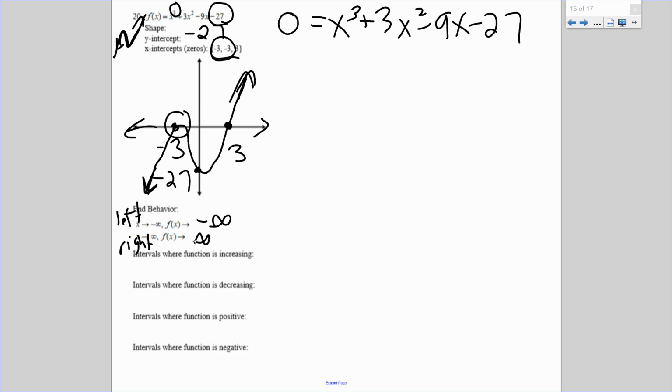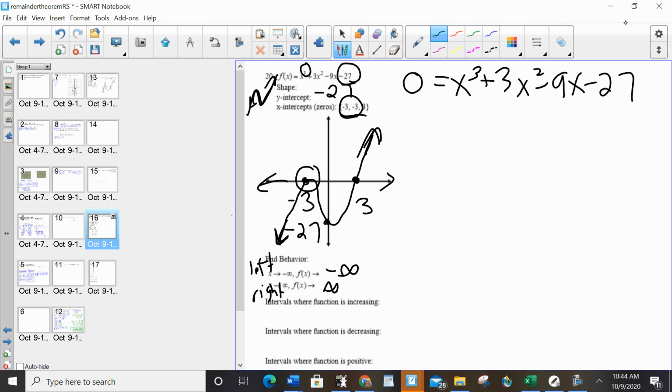Intervals. A lot of you are having trouble with intervals. I like to use colors for intervals to make things a little bit easier. You're looking at it from left to right, like a roller coaster. If you're going up the roller coaster, it's increasing. If you're going down, it's decreasing. It's going up, and then it's going down until it gets here. Then it goes up forever.